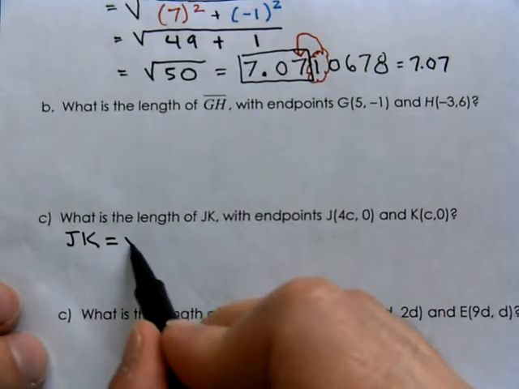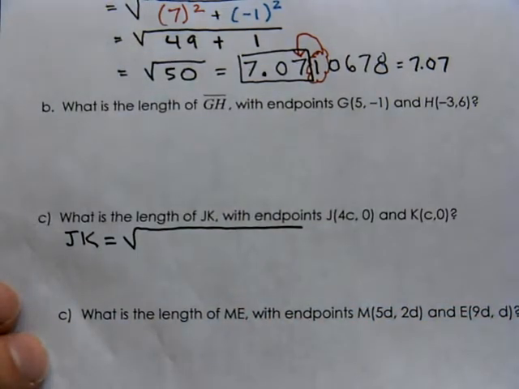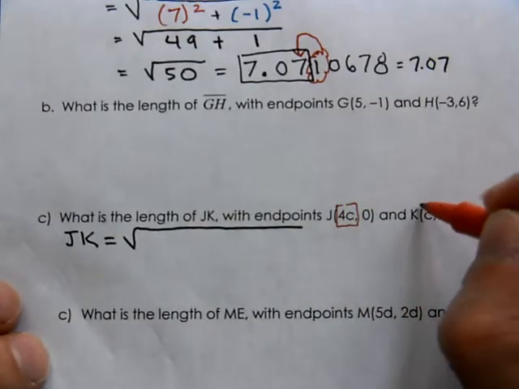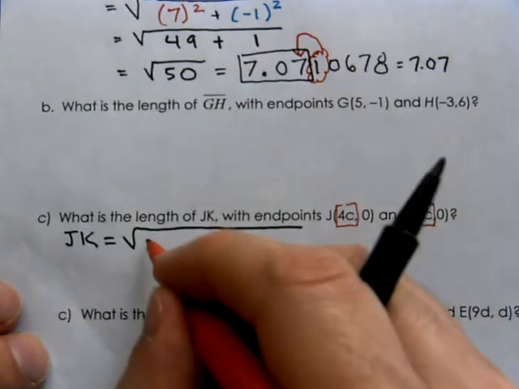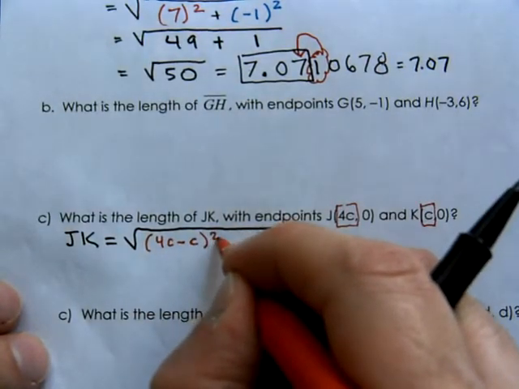So let's get this set up. Alright. The length of JK is the square root of, find your x coordinates there in front. So we have a 4C and a 1C. We need to subtract those. So 4C minus 1C, quantity squared.